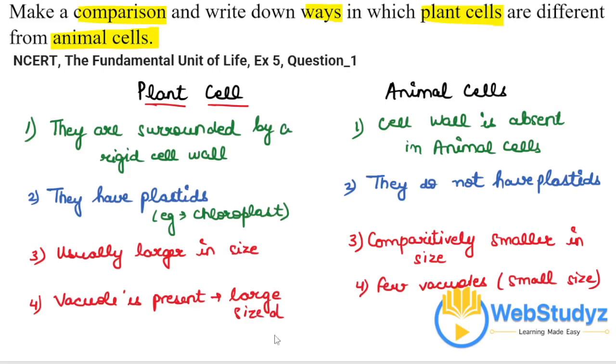Moreover, the last point is that in the plant cells, centrosomes are absent. So if we are seeing centrosomes within a cell, then that cell is not a plant cell, because centrosomes are absent in the plant cells. They do not have any centrosomes, whereas the presence of centrosomes is a characteristic feature of the animal cells. So if in any random cell we are able to see centrosomes, then that cell must be an animal cell only.